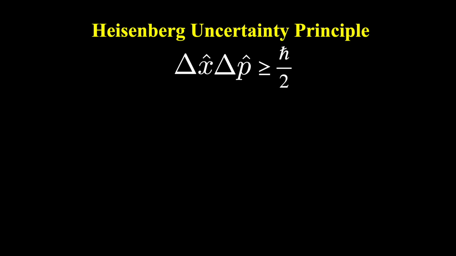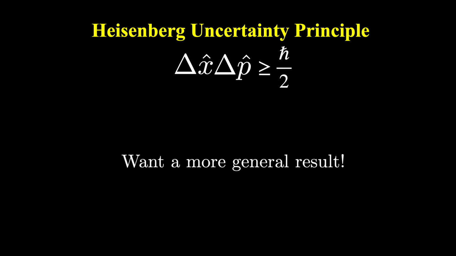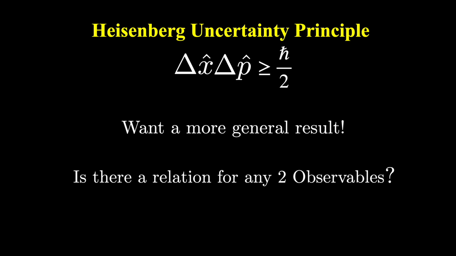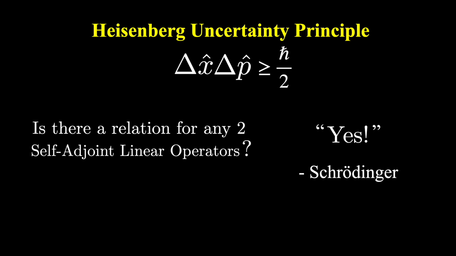Okay, so what's wrong with the Heisenberg uncertainty principle, and why did Schrödinger modify it? Well, there's absolutely nothing wrong with it, but as is often the case in mathematics and physics, it can be very helpful to find a more general result. So instead of just having an inequality that relates uncertainties in position and momentum, it would be much better to know what would occur if we considered any two arbitrary observables. Now, by one of the axioms of quantum mechanics, every observable is described by a self-adjoint linear operator. So this would amount to looking for a relation that could hold for any two self-adjoint linear operators. And this is precisely what Schrödinger sought out to prove.